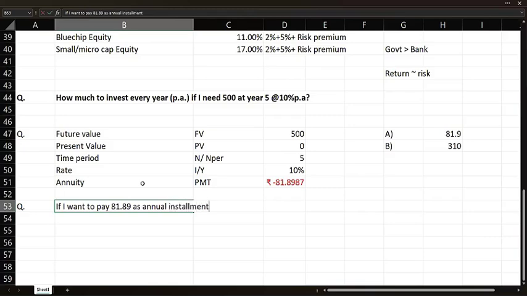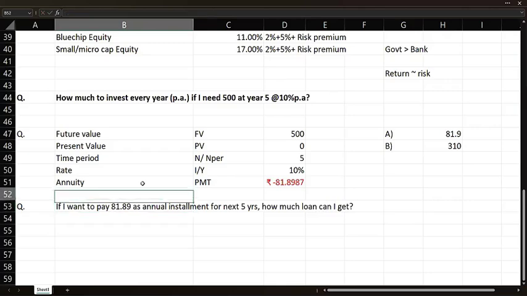This time I'm not investing. This time I'm taking a loan. And my thing is that if I'm ready to pay this much amount as my installment for, of course, the next 5 years, let us consider the same duration here. Now the thing is, how much loan can I get? I have basically reverse engineered the question.